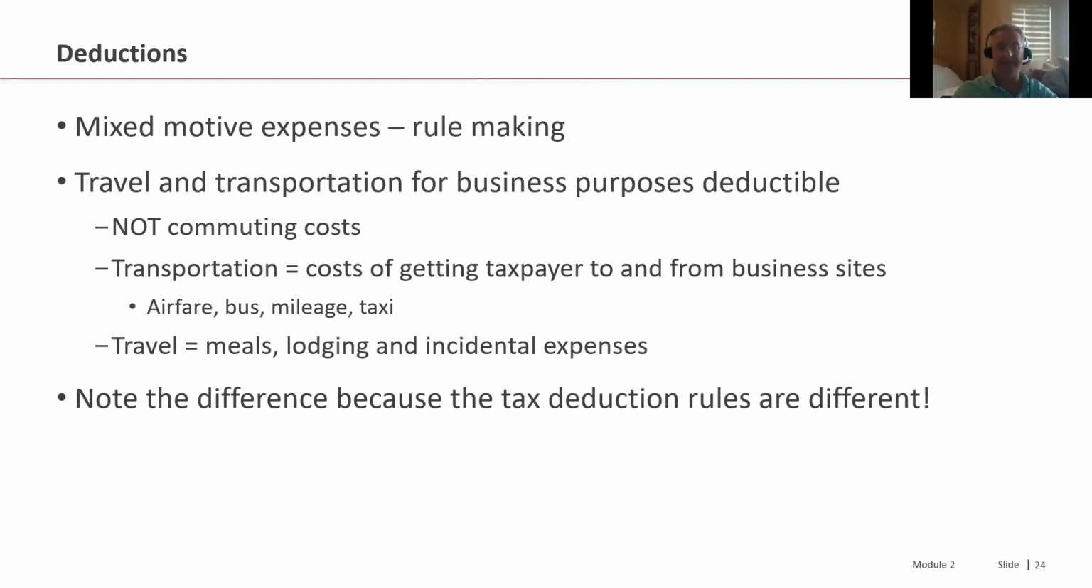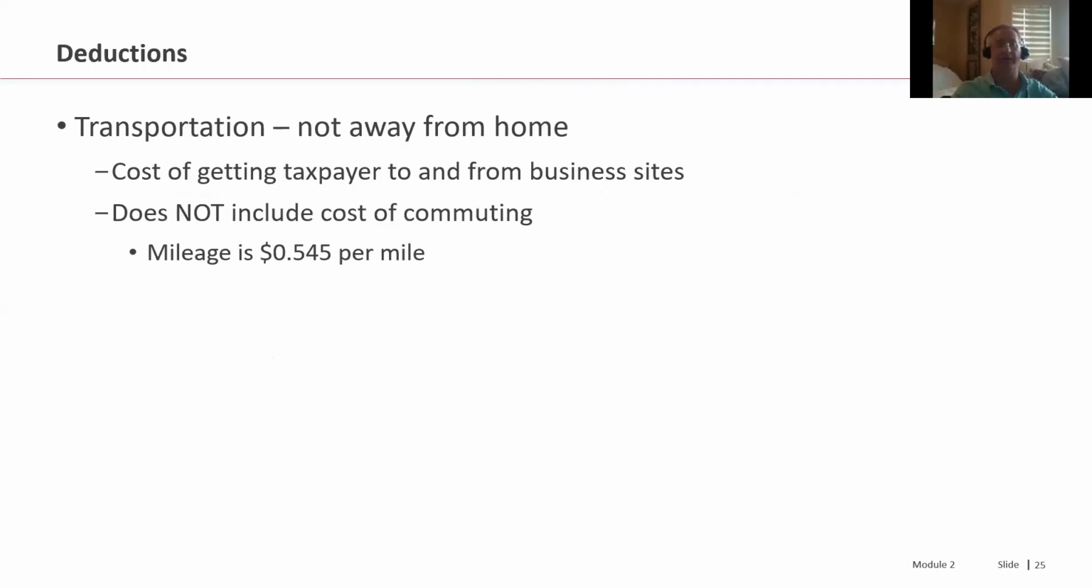Travel is meals, lodging, and other incidental expenses. So there's a difference between these because the tax deduction rules are different. Unfortunately, these are magical tax terms, transportation and travel, and we should be cautious about intermingling them. So transportation when you're not away from home is the cost of getting a taxpayer to and from a business site, but not traveling away from home. That definitely does not include the cost of commuting. One of the ways you typically see that is through mileage.